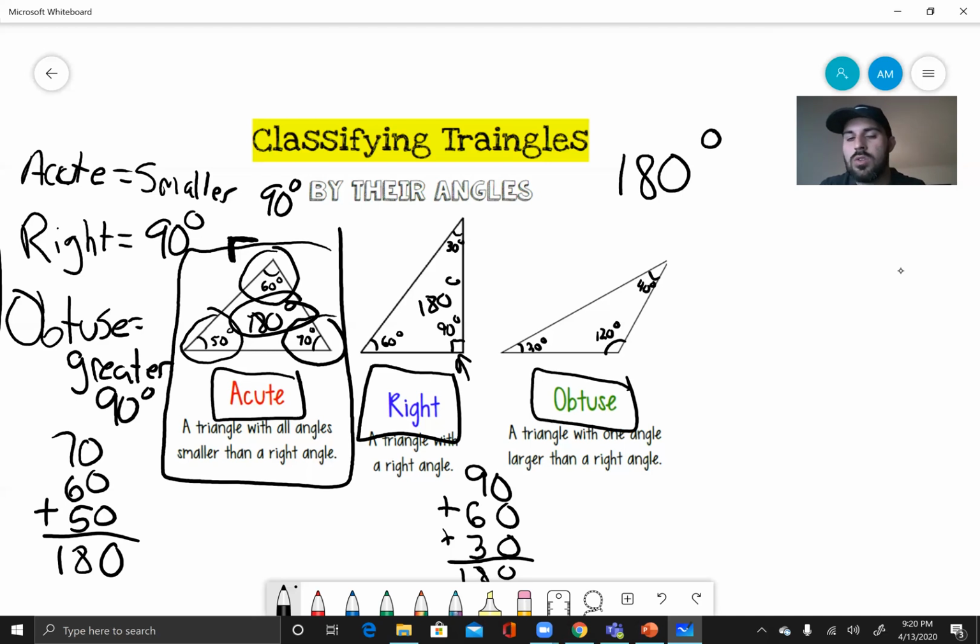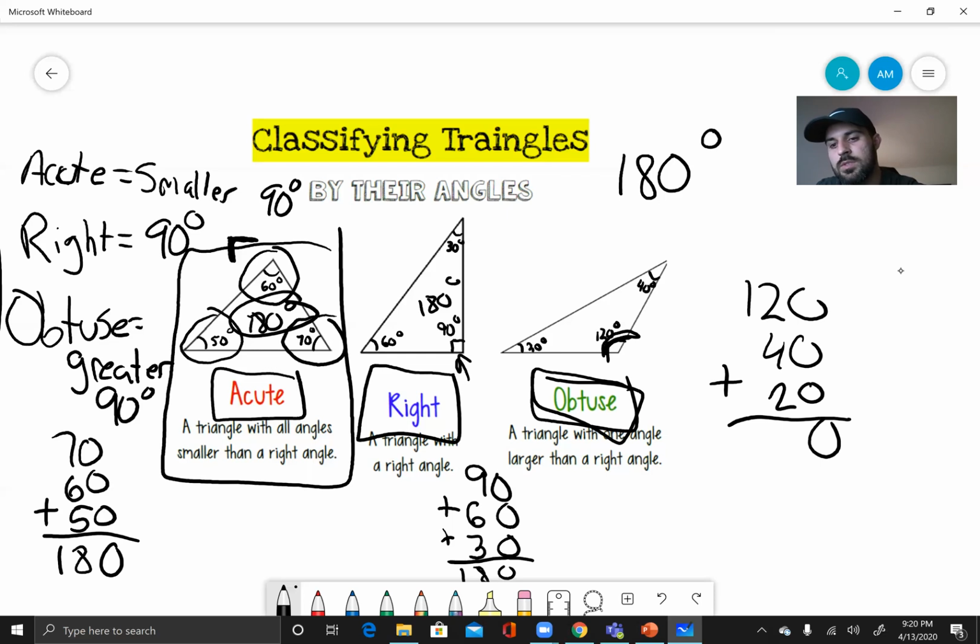So the moment you see a large symbol or a degree that is greater than 90, it will automatically be identified as an obtuse angle. And once again, let's test out 120 plus 40 plus 20.